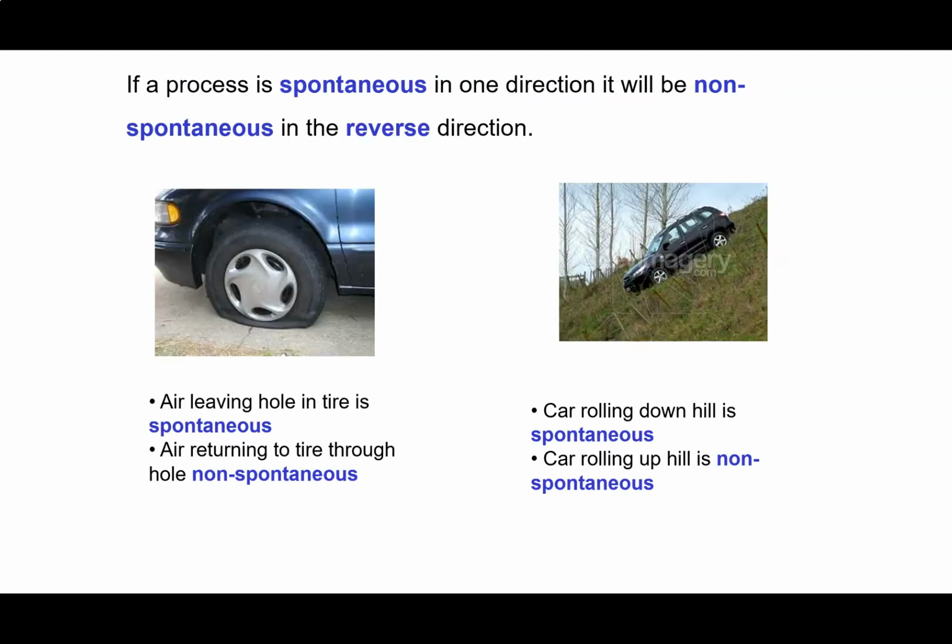An important quality of spontaneous and non-spontaneous processes is that if a process is spontaneous in one direction, it'll be non-spontaneous in the other. So for example, the fact that cars roll downhill means that cars don't spontaneously roll uphill. The observation that air spontaneously leaks out of a tire means that air does not spontaneously flow back into a leaking tire.